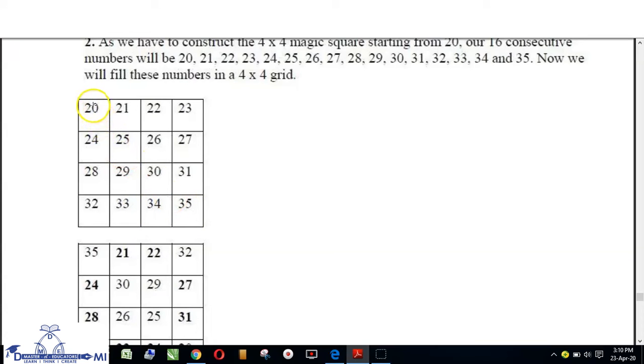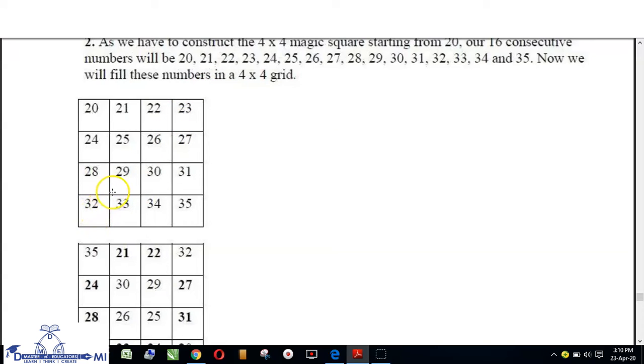Now we have the first diagonal elements as 20, 25, 30, 35, and the second diagonal elements as 32, 29, 26 and 23. So we will now oppose these diagonal elements. We will reverse their order, as we will keep the bottom right at the top left. So we will accordingly change the order of the numbers. We will write 35 here, then 30 here, then 25 here and 20 here. And similarly we will change the order of the numbers of the second diagonal.